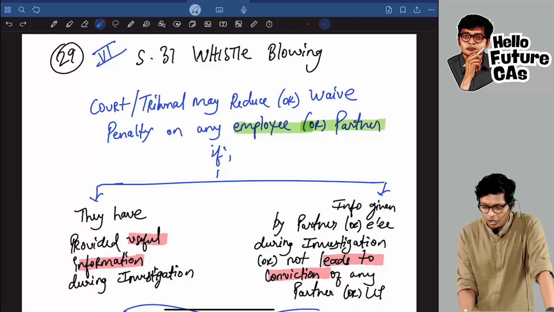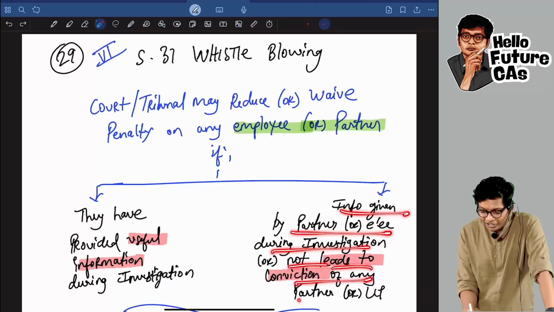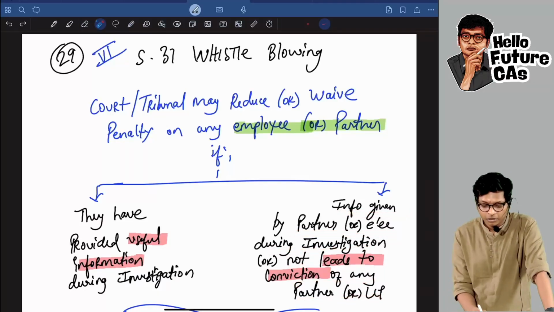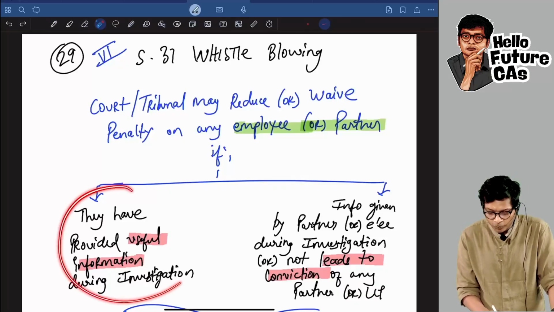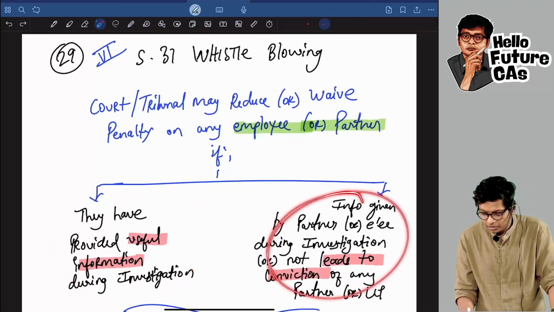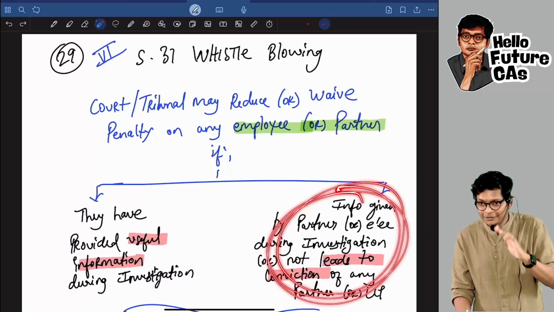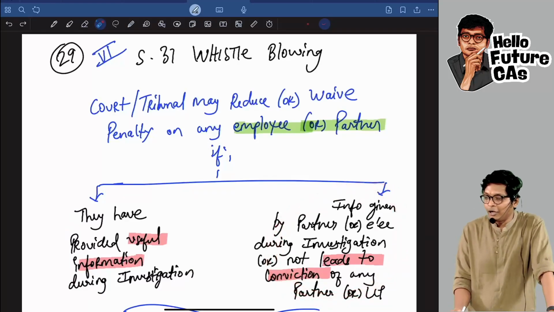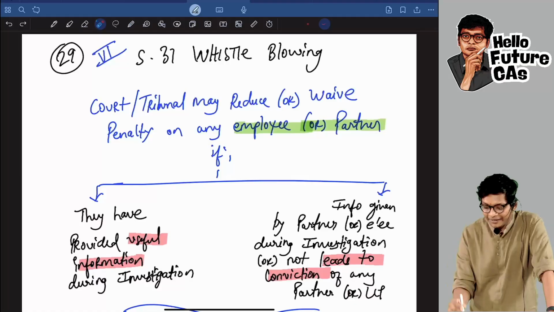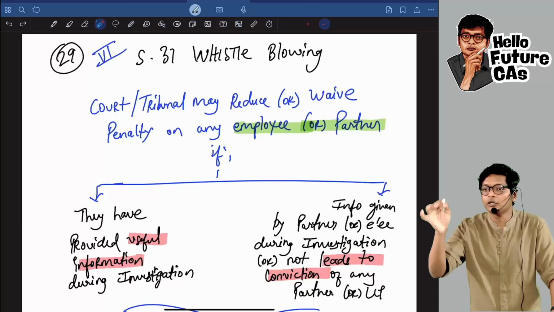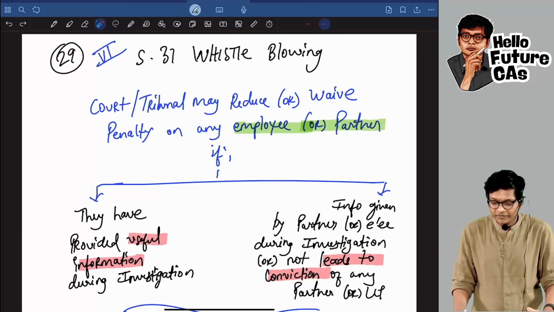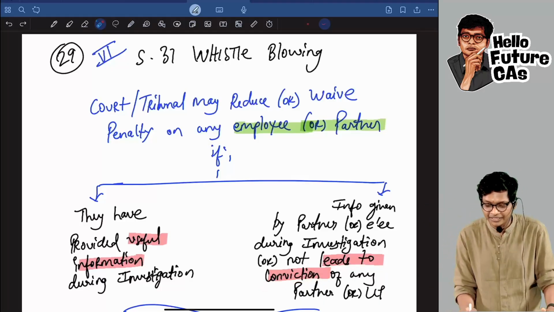Or information given by a partner or employee during investigation leads to conviction of any other partner. Okay, what do I mean? When Rukmini was giving all this information, it was found out Bharat also is involved. All these days we didn't know Bharat was involved. A third partner, he is also involved, or because of the evidence she has given, Vishnupriya herself is now convicted in court. Then we will reduce the penalty for whom, guys?